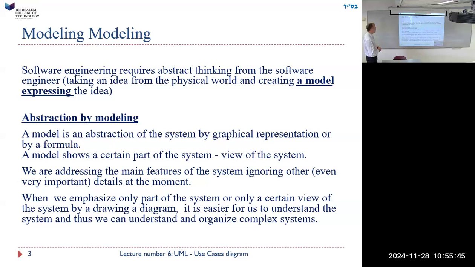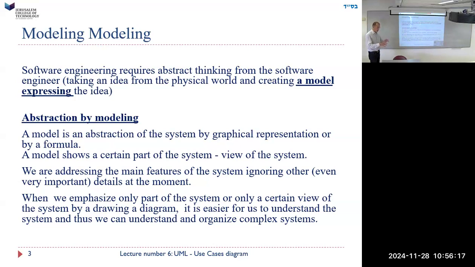A model shows a certain part of the system. In other words, not the whole system necessarily. One model could show an aspect of it. It could be the whole system, but only a certain aspect of the system. What are the physical building parts of the system, but not how they interact? A model doesn't necessarily show everything about the system. It could be part of the system, it could be the whole system, but only one aspect of it. We are addressing the main features of the system, ignoring other, albeit very important, details.